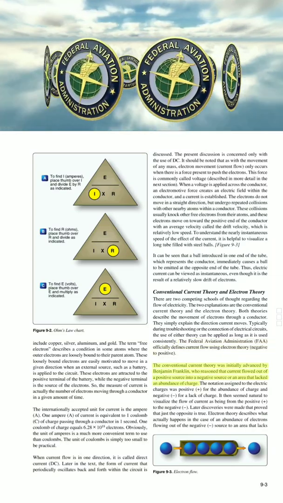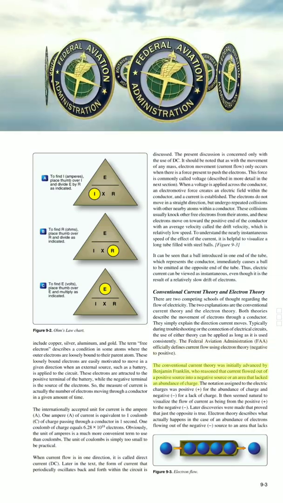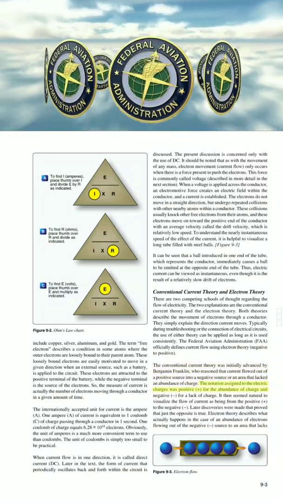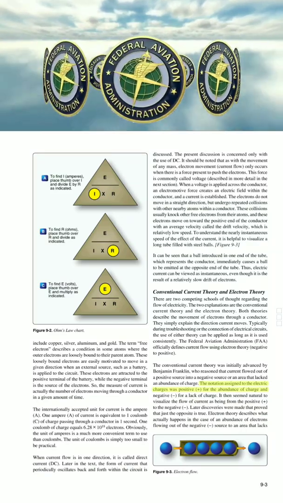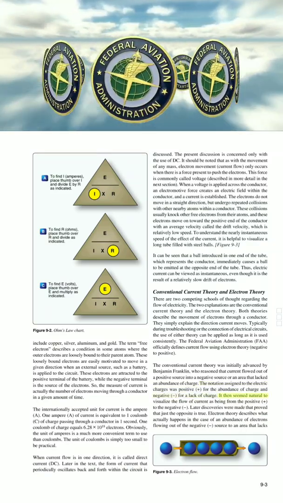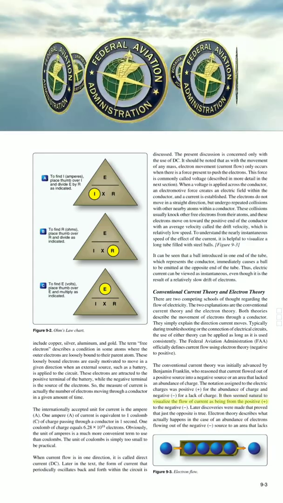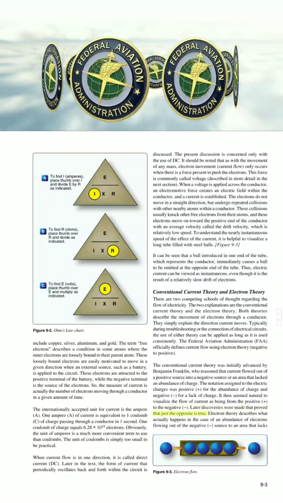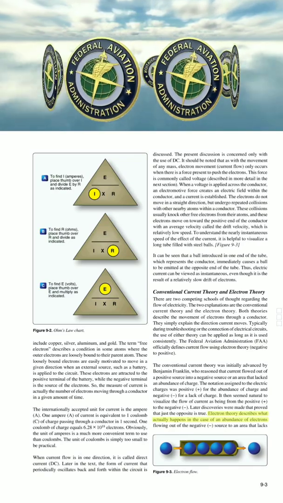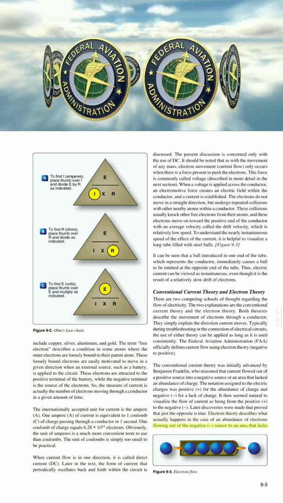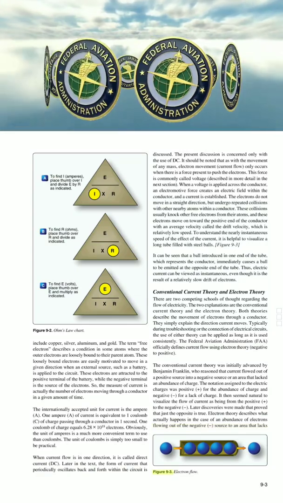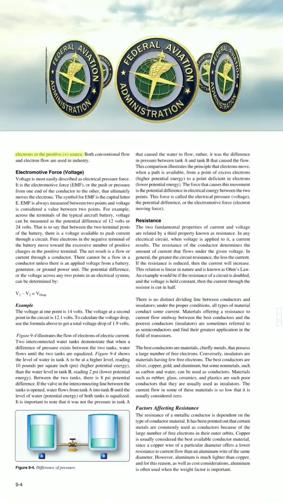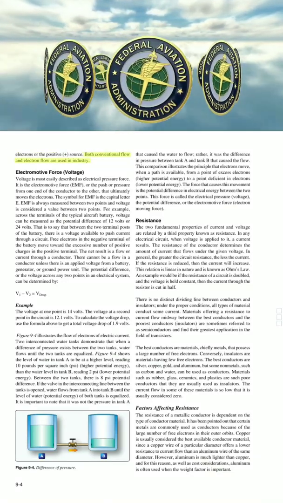The conventional current theory was initially advanced by Benjamin Franklin, who reasoned that current flowed out of a positive source into a negative source or an area that lacked an abundance of charge. The notation assigned to the electric charges was positive, plus, for the abundance of charge, and negative, minus, for a lack of charge. It then seemed natural to visualize the flow of current as being from the positive, plus, to the negative. Later discoveries were made that proved that just the opposite is true. Electron theory describes what actually happens, in the case of an abundance of electrons flowing out of the negative source to an area that lacks. Figure 9-3. Electron flow. Both conventional flow and electron flow are used in industry.